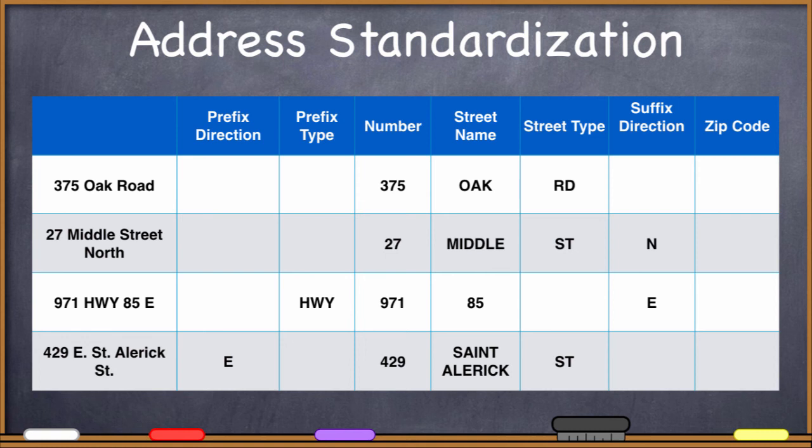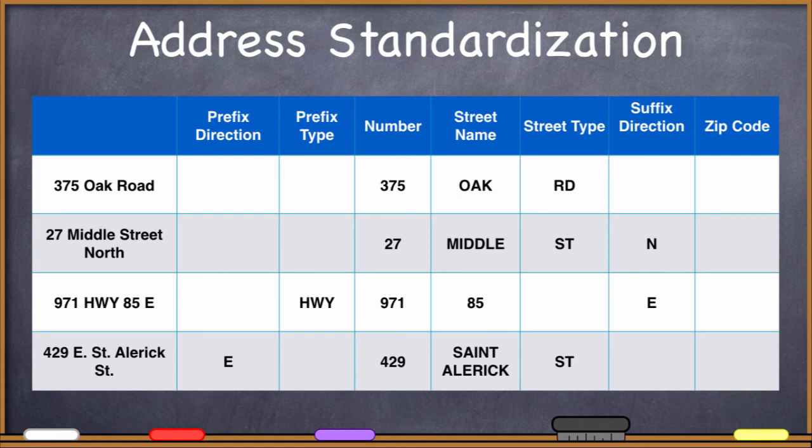971, that is the number of a building, and then here we have highway, a prefix type. What highway is it? The name of the street in this case is 85. And then 429 East St. Alaric's Street. This one's a little bit tricky for a computer, perhaps, because we have the ST, which here is intended to represent Saint, and then we have ST at the end again, but that is supposed to represent street.